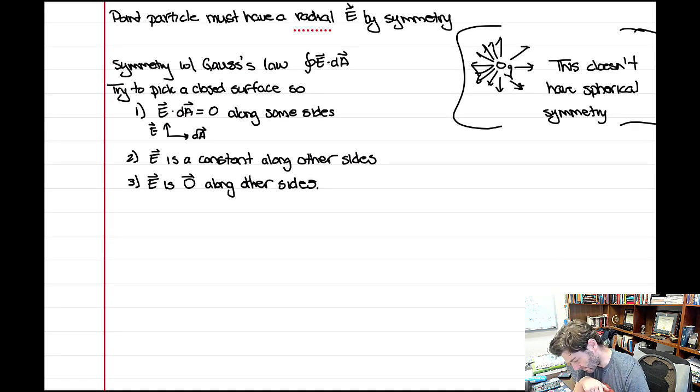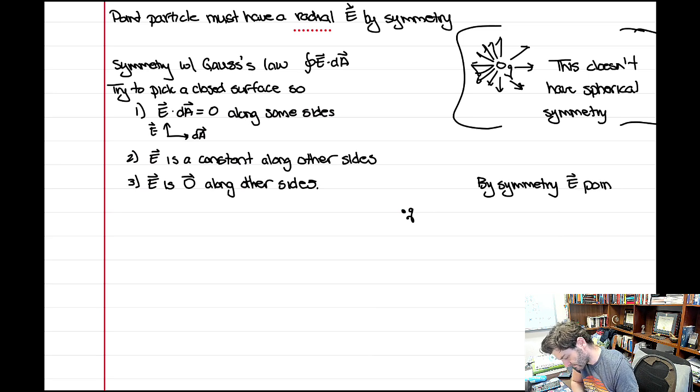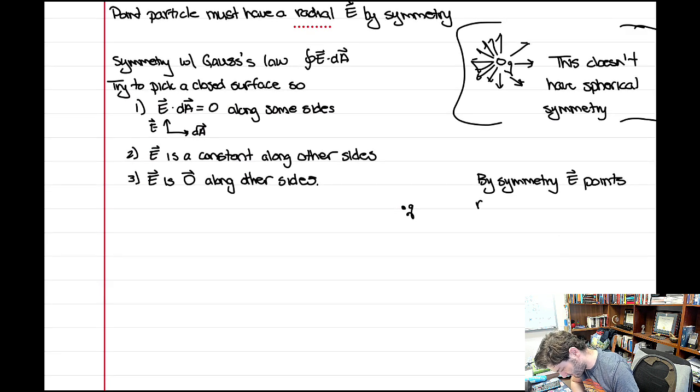So then let's go back to this point particle. Here's a point particle. I'm leaving myself enough room to write. Let's move this over. I've justified that by symmetry, the electric field points radially away from the charge.